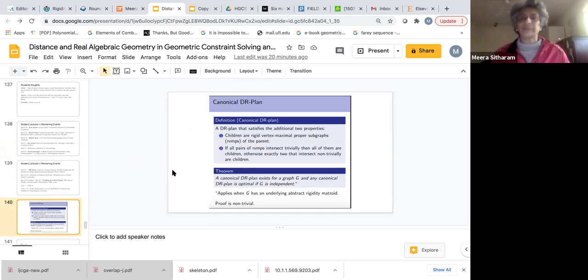So we were in the kind of begun the proof of this important theorem for finding optimal DR plans. And it basically says that if you know that the graph is independent in the rigidity matroid. So essentially we can assume that there is an abstract, underlying abstract rigidity matroid and independence is defined in that matroid. And so we're just looking at this graph and rigidity and so forth are all defined in this matroid. And when we talk about rigid and so forth, we mean rigid vertex maximal proper subgraphs, we mean that. And so in that case, if it's independent, then we have certain just count conditions that we can rely on.